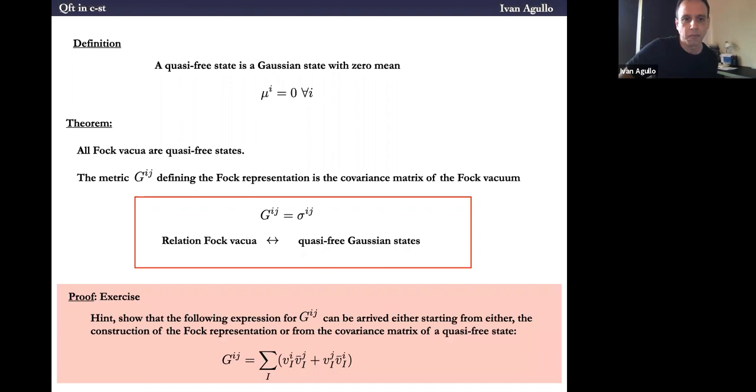And the proof is an exercise for you. I give you here a hint how to relate both. The relation is very simple if you find a basis. You can reach both sides using a basis, and you will see that both sides are exactly the same. And this is the expression. So this expression here in terms of a basis is the same for G and sigma, therefore they are equal to each other.